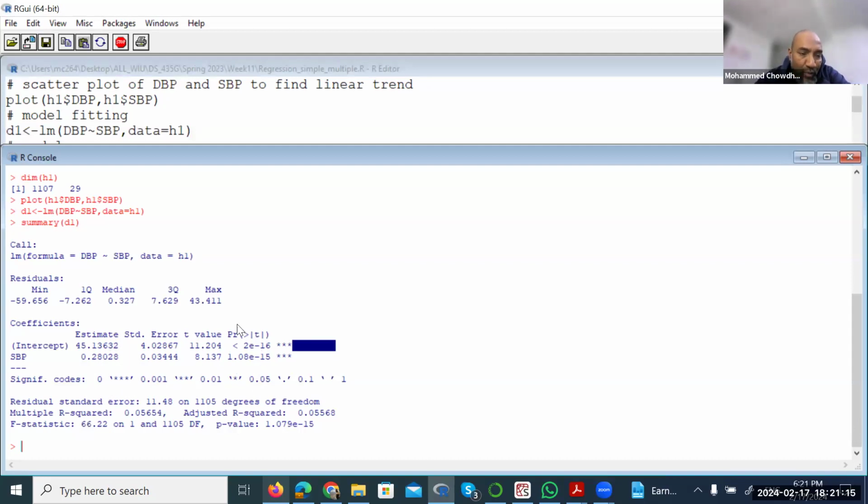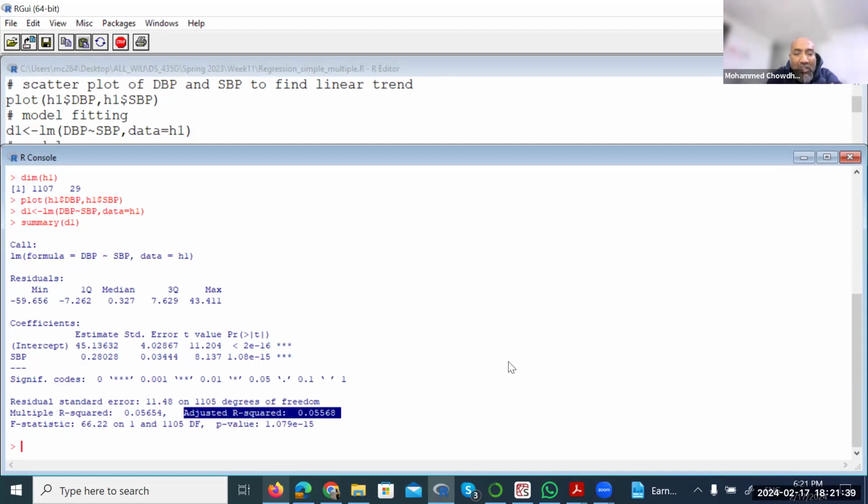So this is a very small number. Okay, a very small number it is. So it has been written in this format. Now, come to the residual standard error is this, and the degrees of freedom is 1105. And we need to take a look at the adjusted R square value. From there, I need to give an explanation.